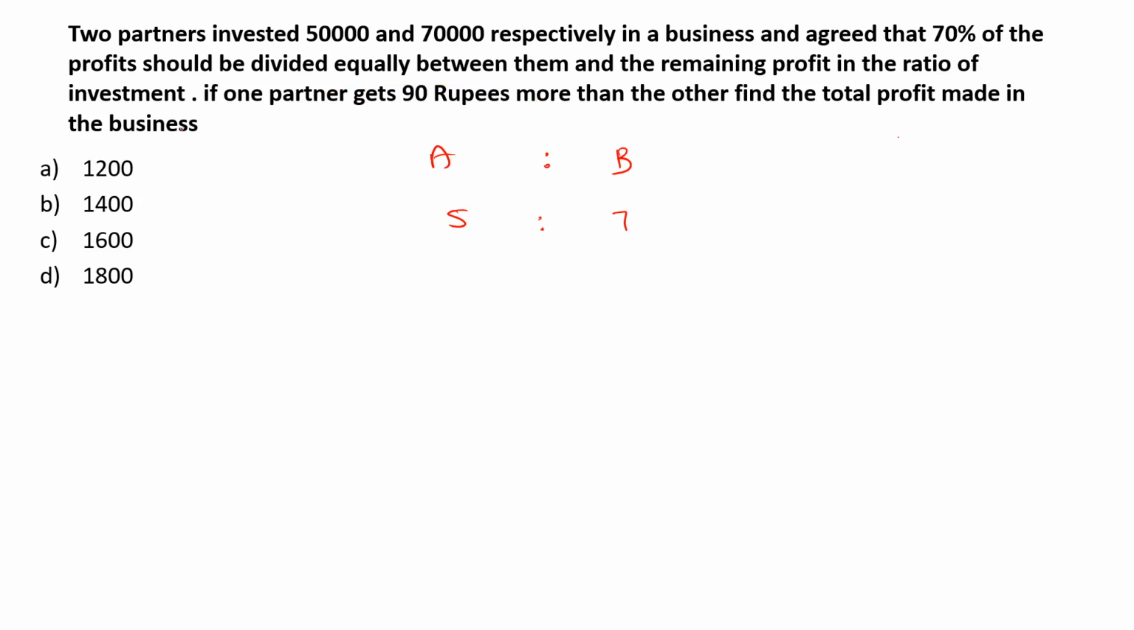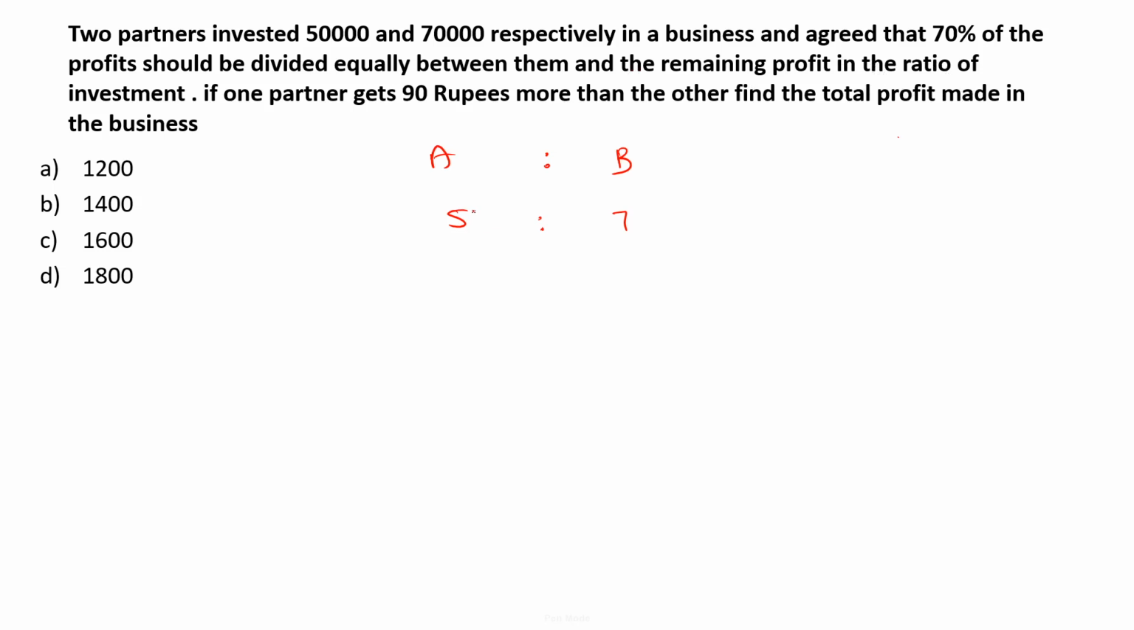Find the total profit made in the business. Just pause the video and read the question again to get a clear understanding. When 70% of the profit is divided between them equally, there is no chance of a difference in their profits. If there is a difference between their profits, that should have been from the 30% of the profit, and we need to find that total profit.